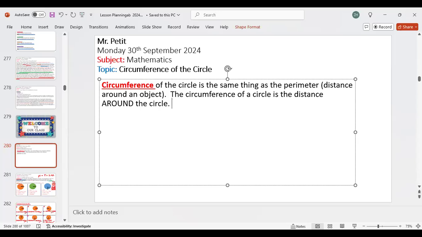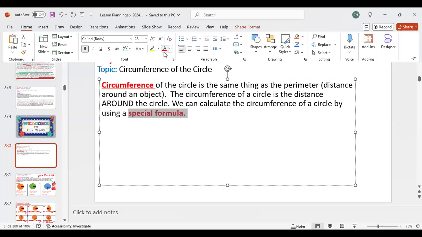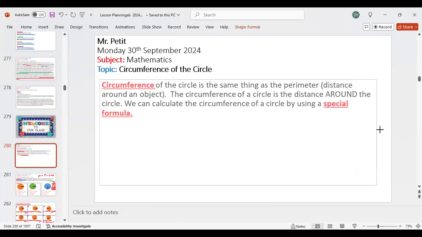Now, write this down for me, please. We can calculate the circumference. Again, make sure you're writing this down inside of your book. We can calculate the circumference of a circle by using a special formula. There is more than one formula, but we're going to be looking at one in particular. This is the one I like to use, and I typically use it most of the time.